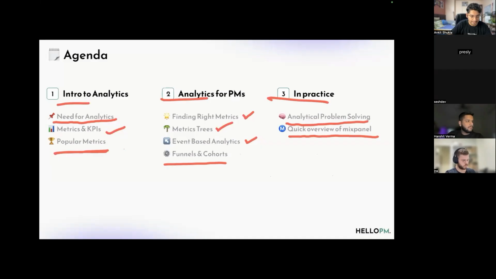Can you guys quickly tell me in the chat which of these you are most interested in? You can take anything and then tell me in the chat. Tell me one thing that you are most interested in today. Funnels, event-based analytics, all aspects, event-based.